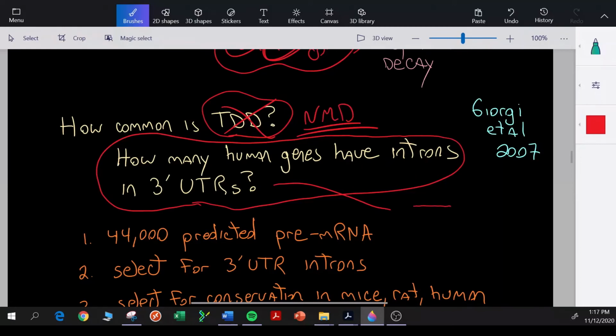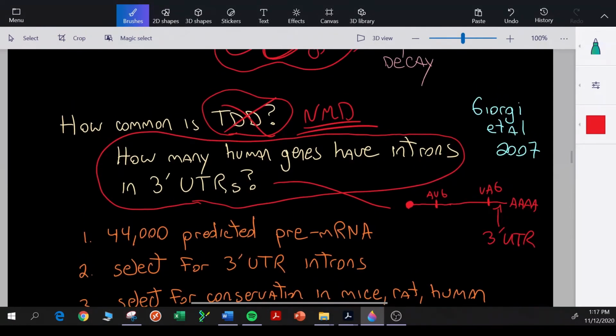Here's a messenger RNA, here's its cap, here's its poly A tail, here's its start codon, here's the stop codon. So that's the 3' untranslated region, the region after the stop codon. So if we can identify all the genes that have an intron in the 3' UTR, maybe we can have an idea of how many genes are regulated by this nonsense mediated decay.